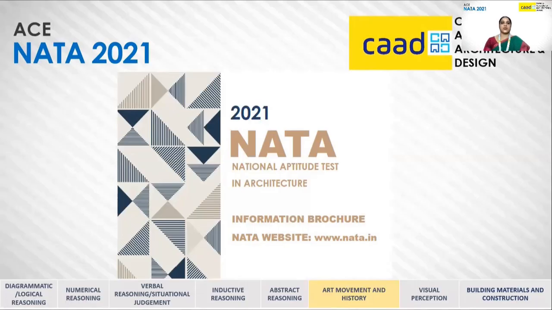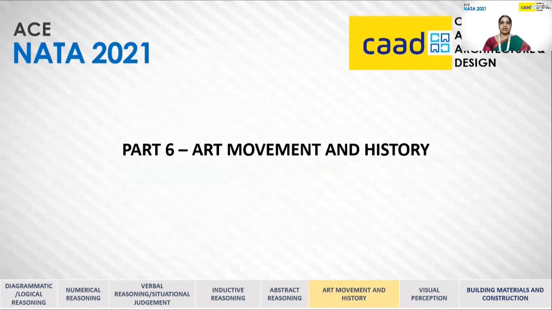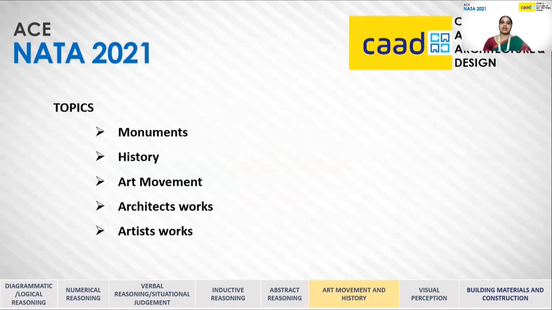This session will help you to ace NATA 2021, the National Aptitude Test in Architecture. Let's move on to the sixth part of the CAD preparatory session for NATA: Art, Movement and History. Topics covered under this section are monuments, history, art movement, architects' work and artists' work.